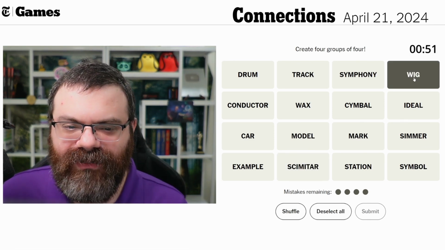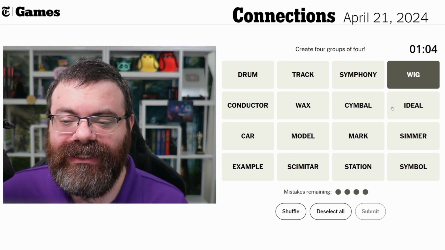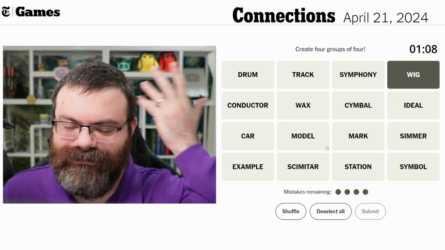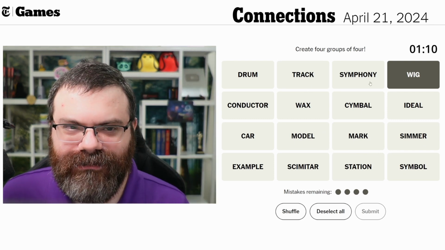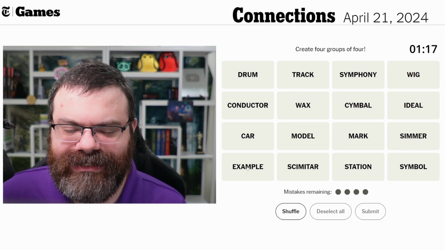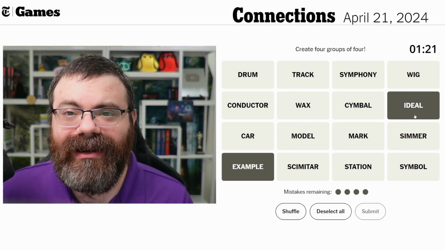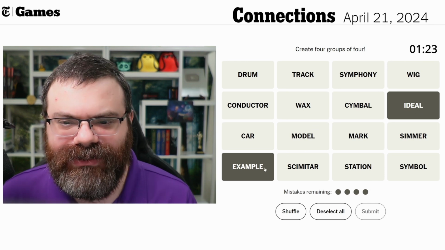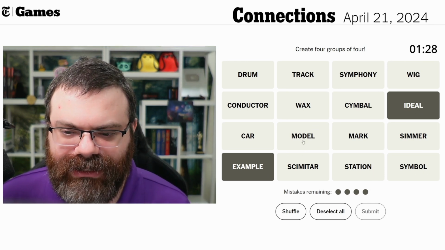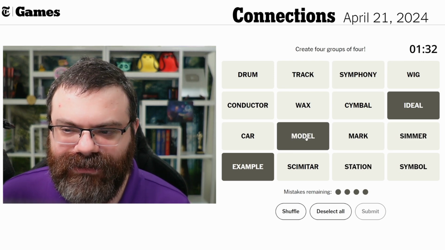How about wig? Wig was a bit strange. I've heard the term wig out to mean like go crazy, so it could be that as well as obviously the hairpiece. But yeah, I'm not seeing anything for that either. We've got example. I could see ideal going with example, like the platonic ideal of something, the example of something. Is it that straightforward? It might be, but the model of it, okay. I think this is it. We just need to find the 4th one.